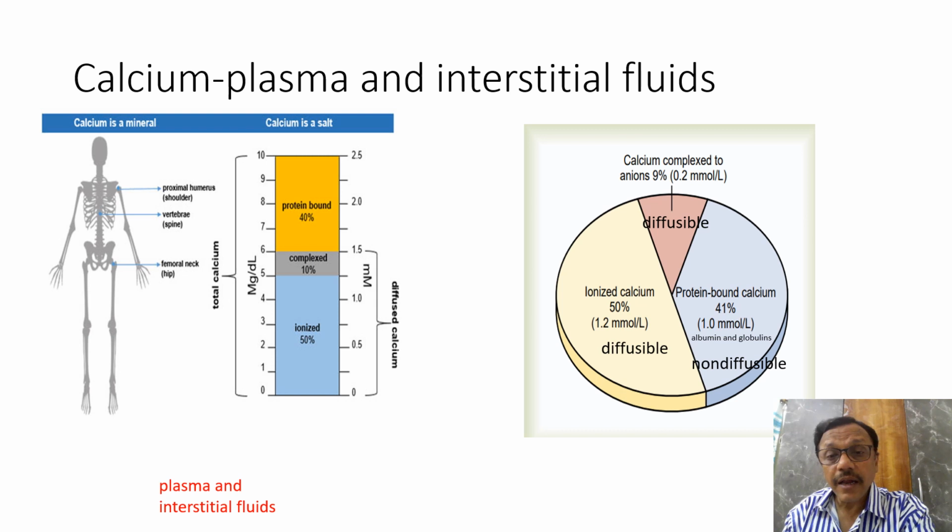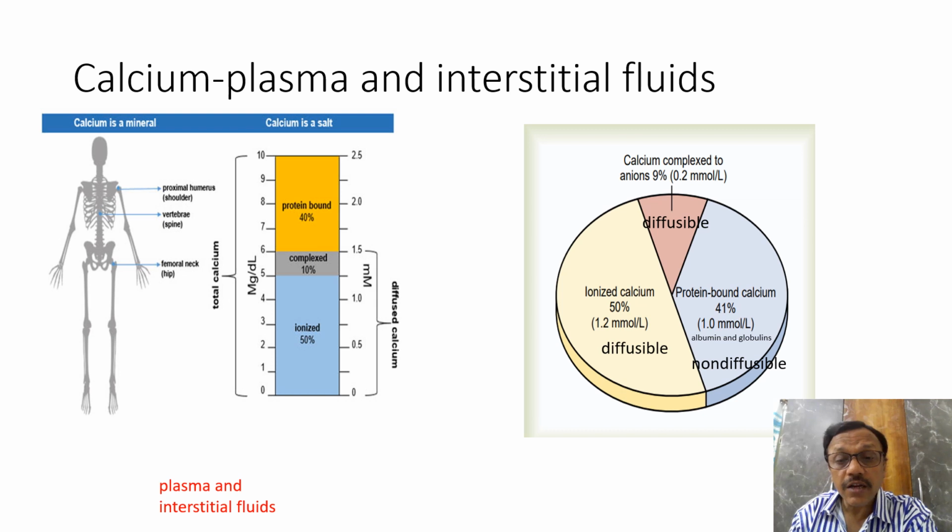10% of the calcium may complex with different types of anions like phosphate. Okay, now this is diffusible. But since this is not the free or ionized form, again this is not going to produce the physiological effect. But the other 50% of the calcium is in the free form, or the ionized form.